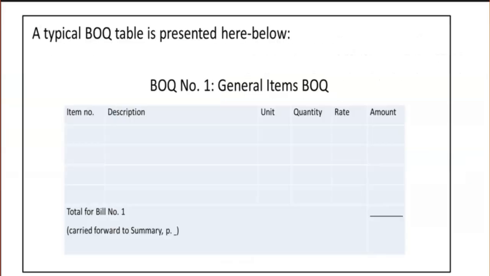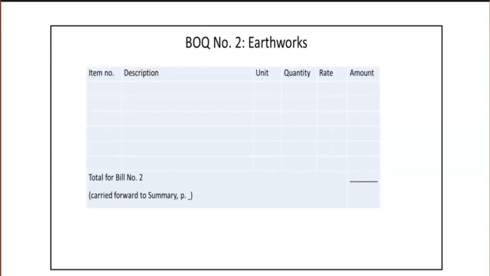A template of the BOQ. This is BOQ number 1, general items. Here you insert the item number, the description of the item, the unit, quantity, rate, and amount. This is BOQ number 2 for earthworks. The same item number, description, unit, quantity, rate, and amount.